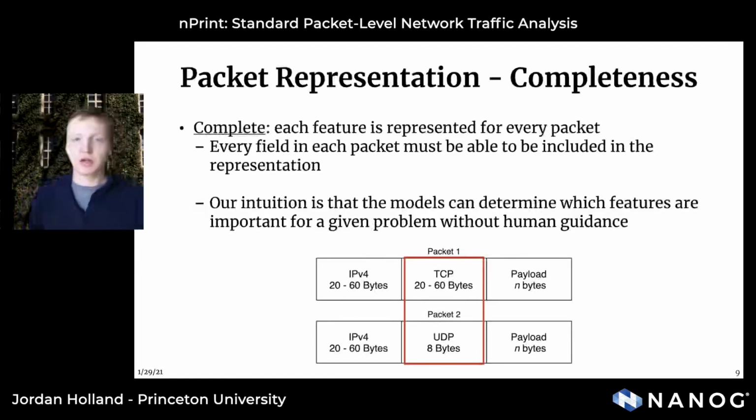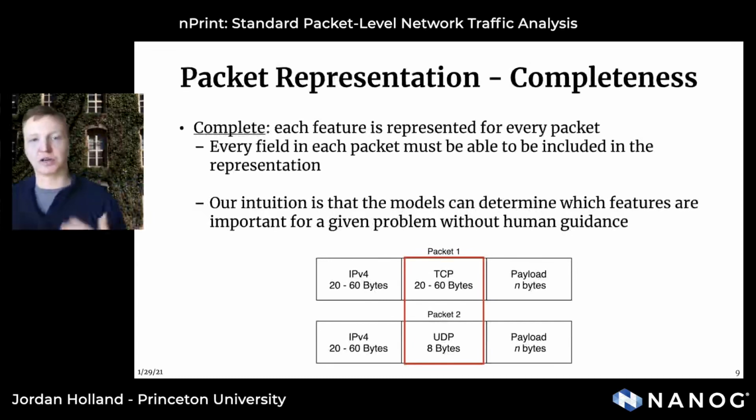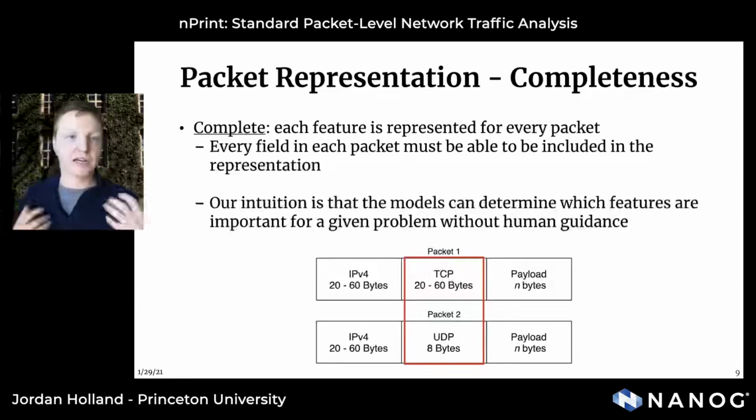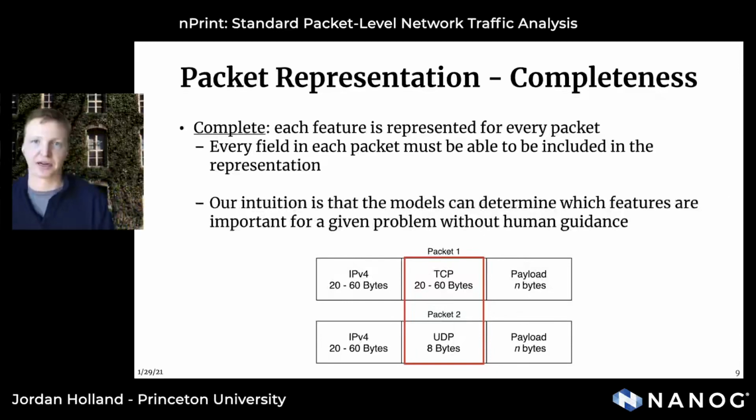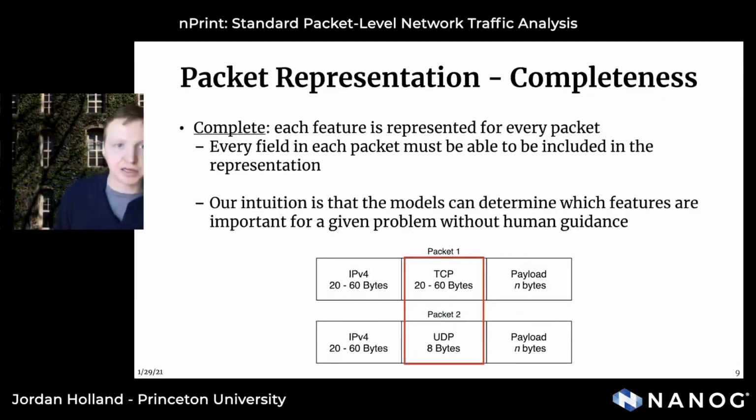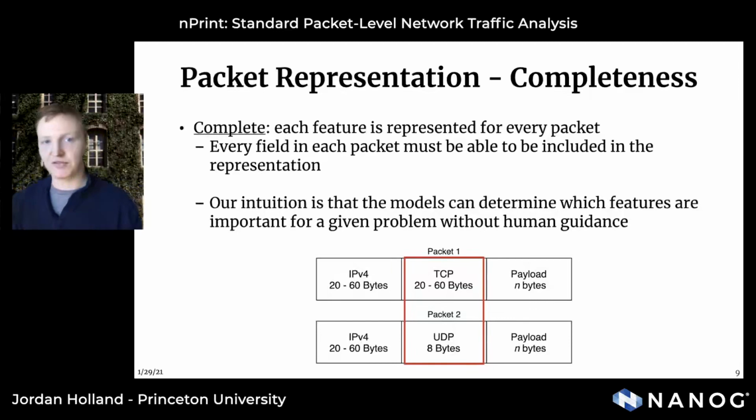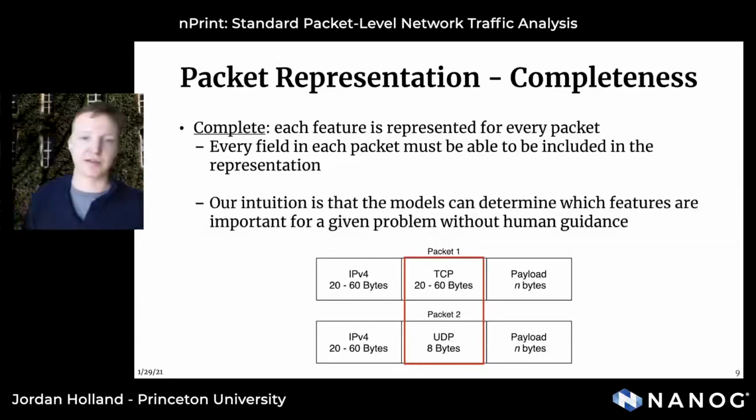So I'm going to go through them all, and we'll go through each one individually. So first, we want any standard data representation for a packet to be complete. And completeness is this idea that each feature, or every bit of every packet, can be represented to the classifier. And this means that every field for each packet needs to be able to be included in a standard data representation. So below we see we have two packets, right? We have a TCP packet and a UDP packet.